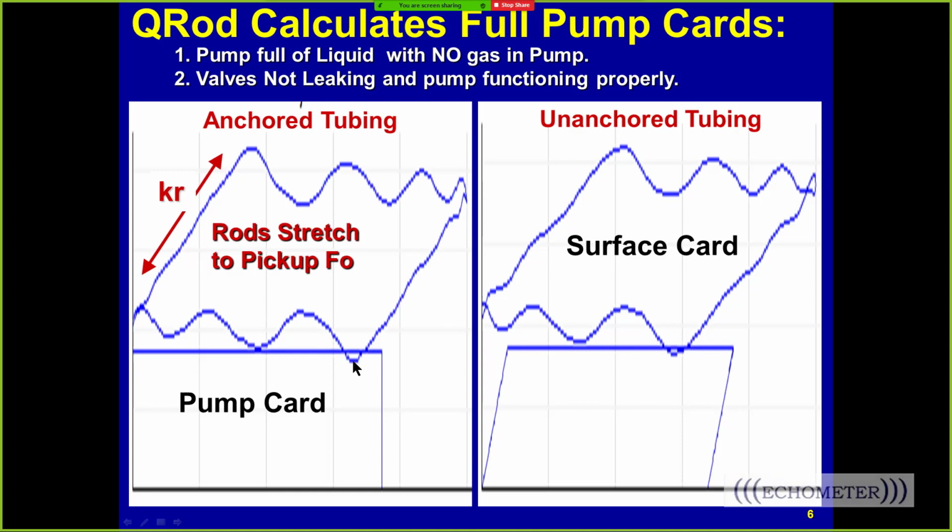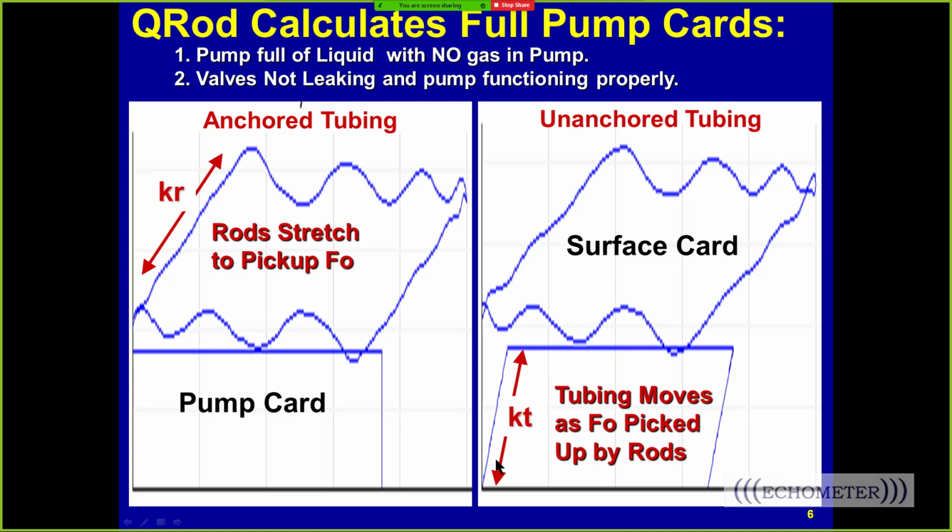And then this minimum load is created by the pump again moving faster than 0 strokes per minute. It accelerates and creates this minimum load. And so this is the minimum load and the peak load, and the slope is determined by the stretch of the rod string if the tubing is anchored.